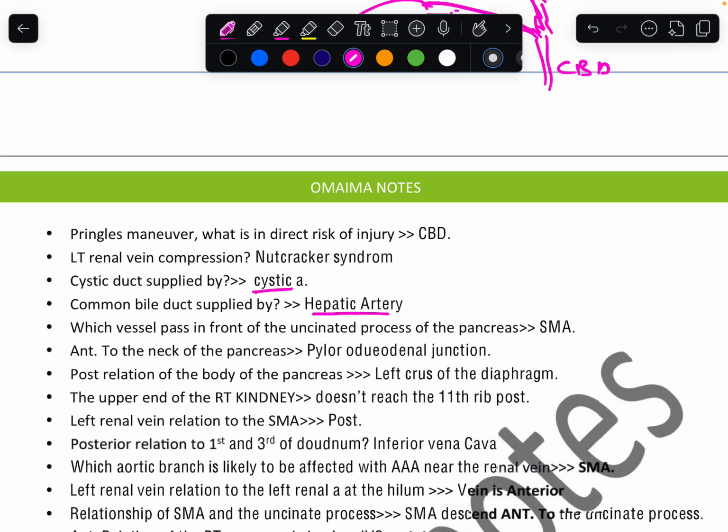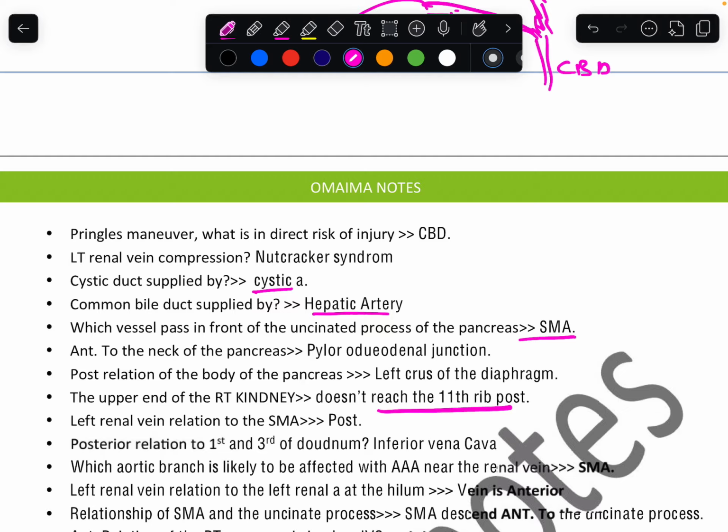Which vessel passes in front of uncinate process? SMA. Anterior to neck of the pancreas, portal vein. Posterior relation of body of the pancreas, what is there? Left crus of the diaphragm. Upper end of the right kidney doesn't reach 11th rib.